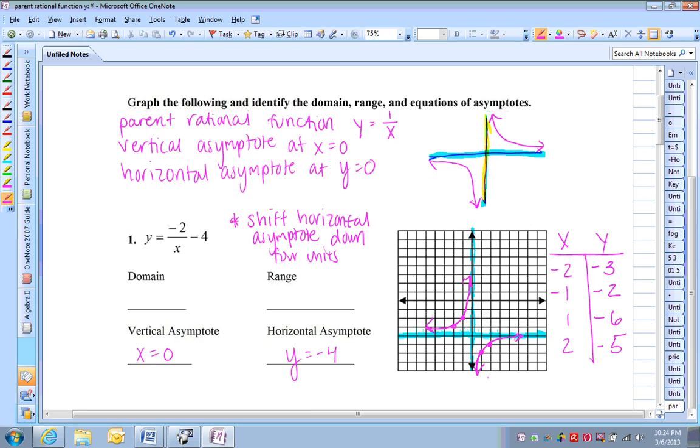Looking at our graph, we notice that it encompasses all x values except the x value at our vertical asymptote. So our domain is everything but 0: x cannot equal 0. And our range is anything but that horizontal asymptote, so anything but -4. We write our range as y cannot equal -4.